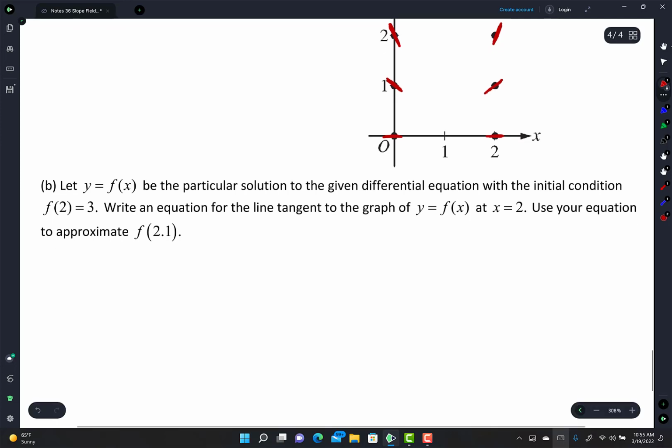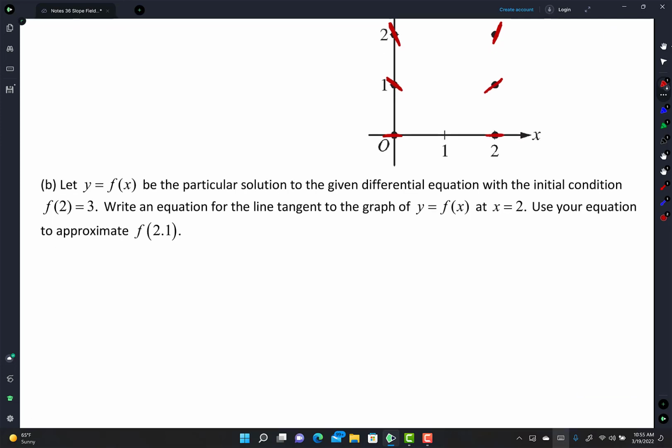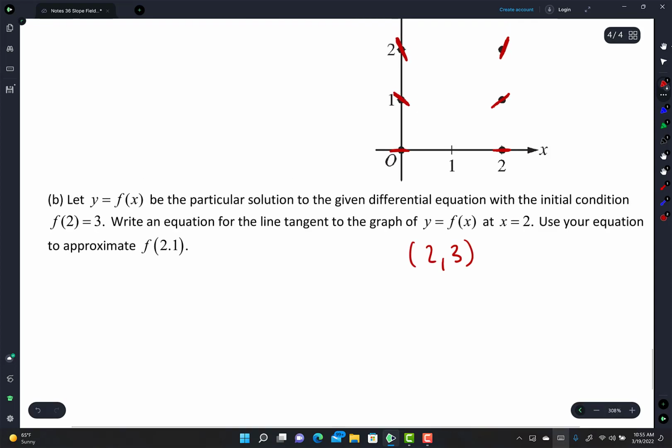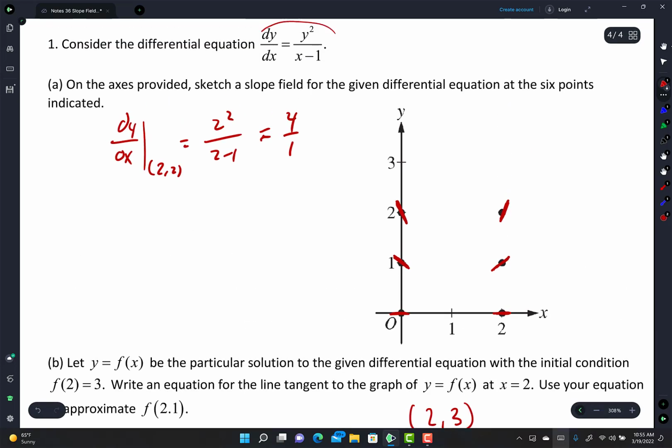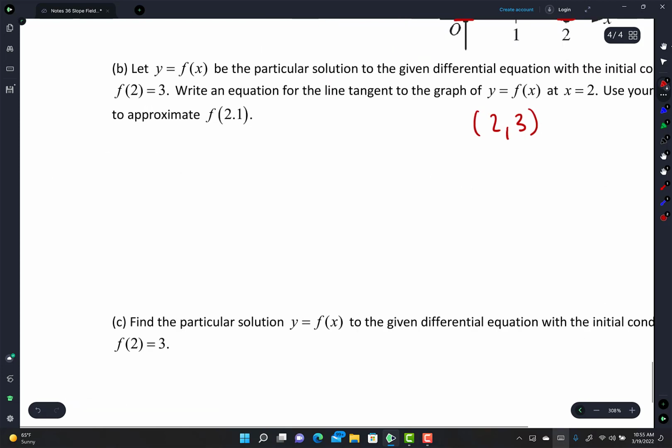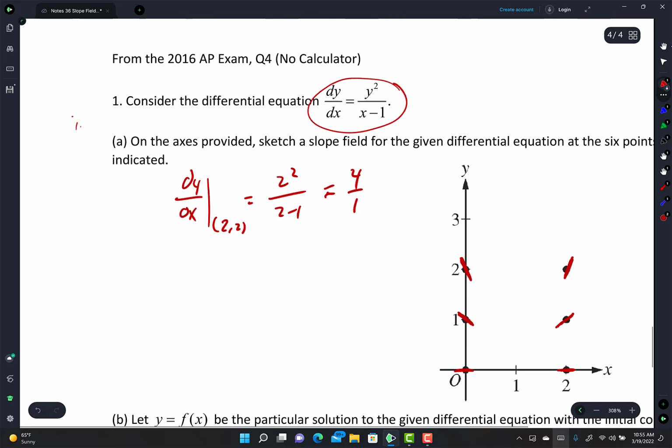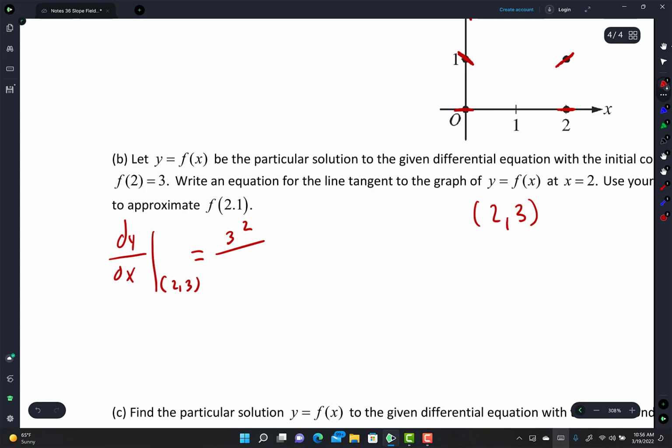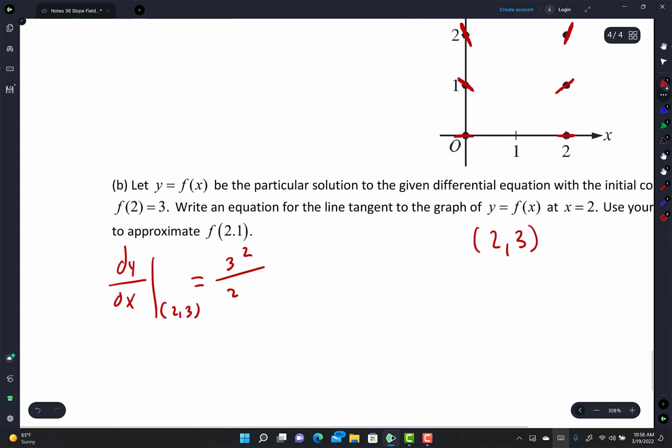Oh, I love it. Beautiful question. What do I need to get a tangent line? A slope and a point. Do I have a point? Yes, the point is (2, 3). Do I have a slope? Yes, they don't give it to you directly, but don't they give me my dy/dx? So here's what you're probably going to write for full credit: dy/dx at (2, 3) equals 3 squared over 2 minus 1, which equals 9 over 1.